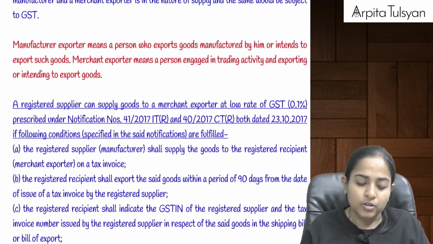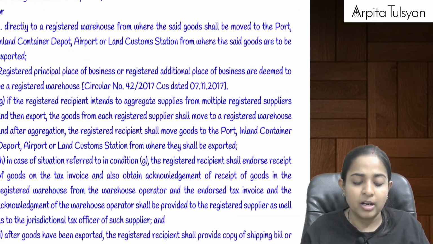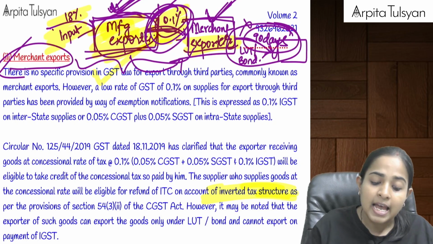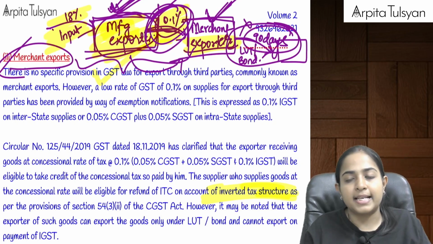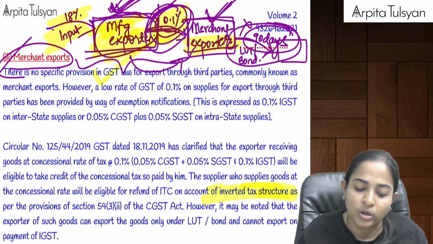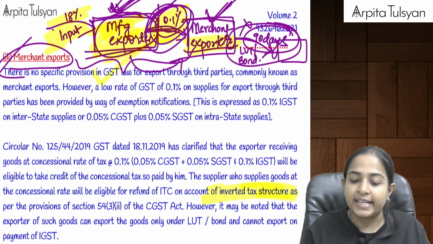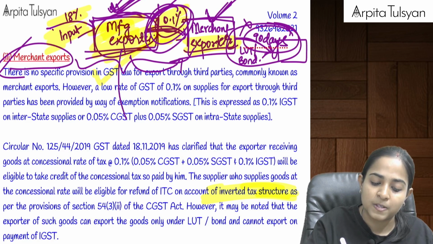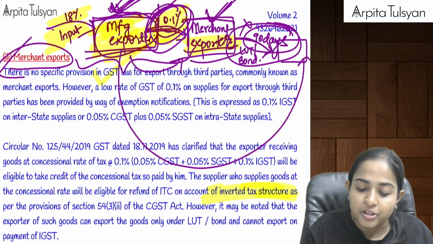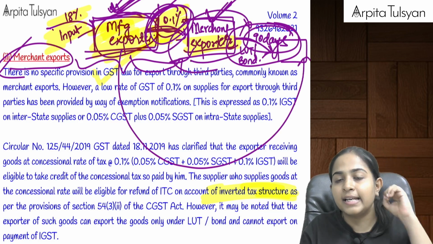Yes, so this was the main provision. And one more very important thing is that whenever you are doing this transaction of merchant exports, there should be no shifting of goods from one place to another. The goods should directly go from this manufacturer's premises to the custom port. Means the merchant exporter cannot also take the goods into his premises.